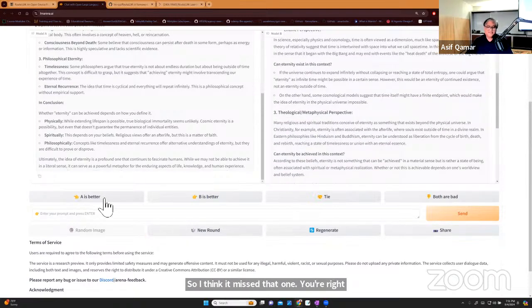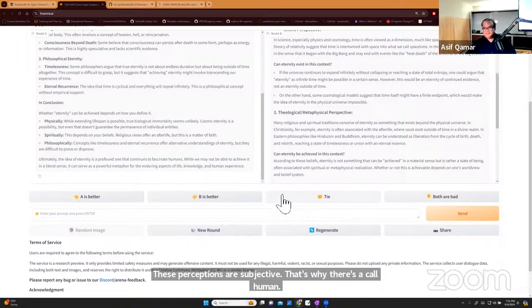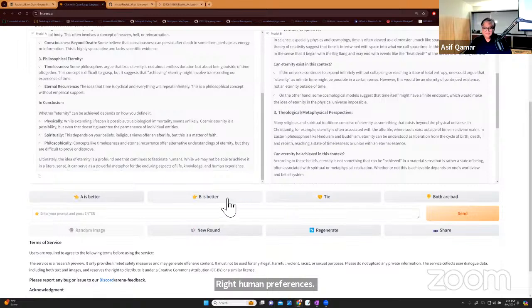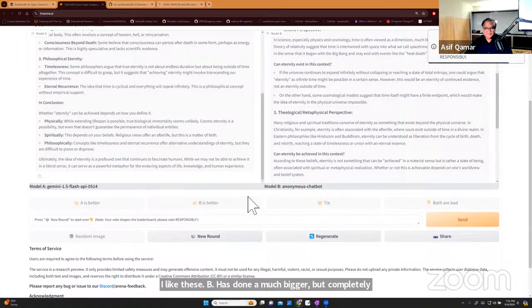So at the end of the day, these perceptions are subjective. That's why these are called human preferences. I like that B has done a much bigger answer, but I completely forgot that aspect that A covered, which was the fact that physical forms disappear.